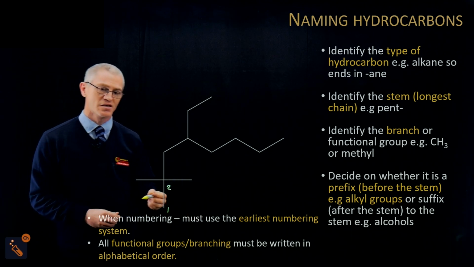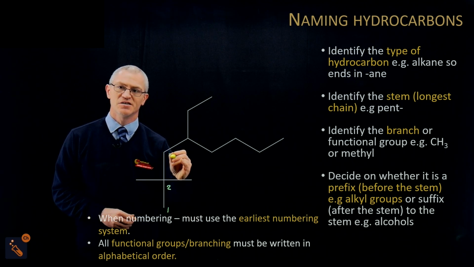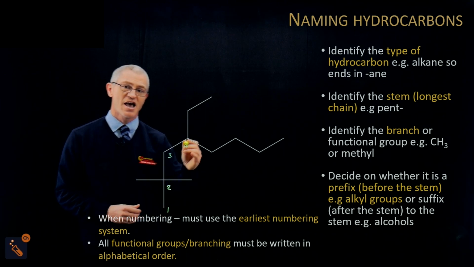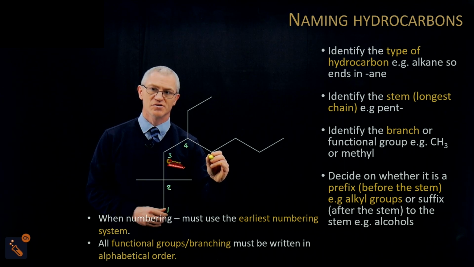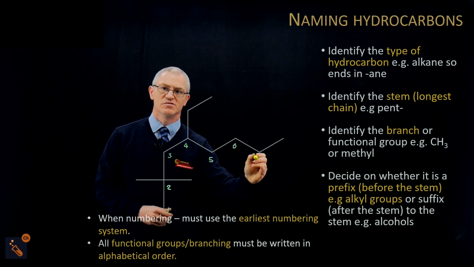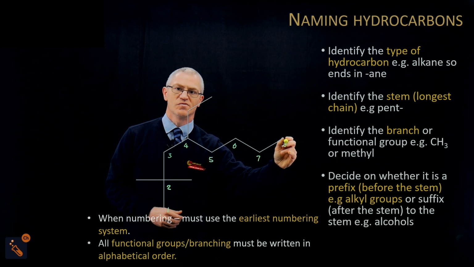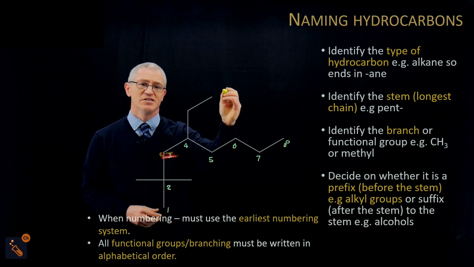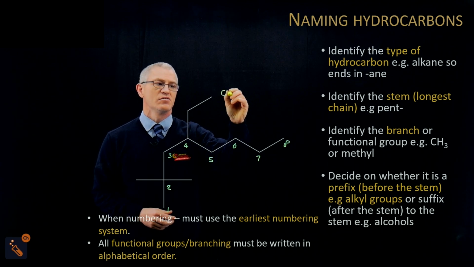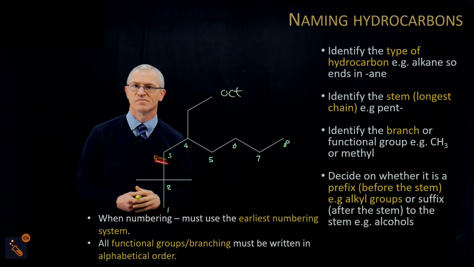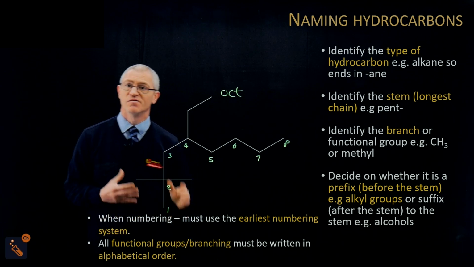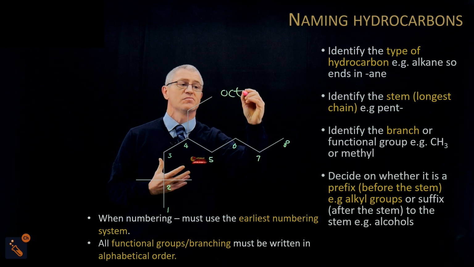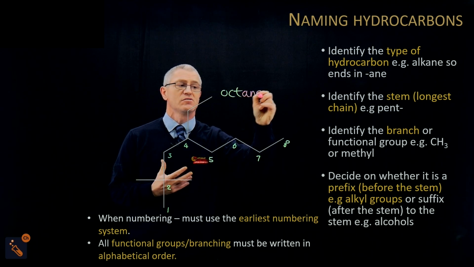So we're going to name it from this end, because it's the earliest numbering system, and it obeys that first rule. If we then put our numbers in fully, there we go, 3, 4, okay, and just to make sure you know all of the carbons, so we've got 5, we've got 6, 7, and then we've got 8. So we've got 8 in length. So that means naming this is going to be oct. And so there is our name of our alkane. We know it's an alkane, so it would be octane.